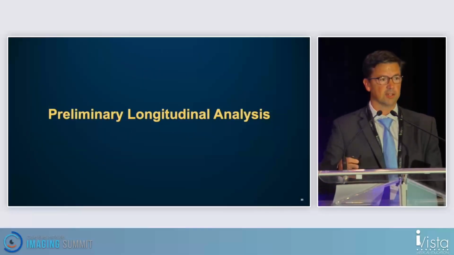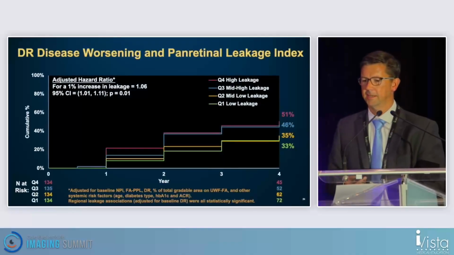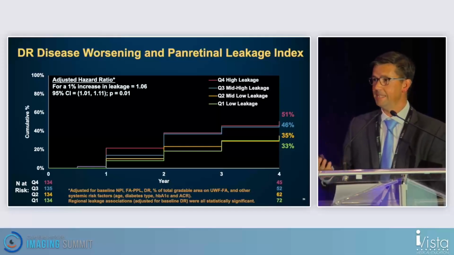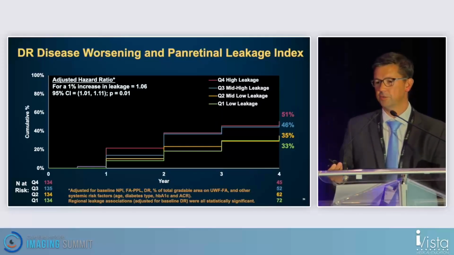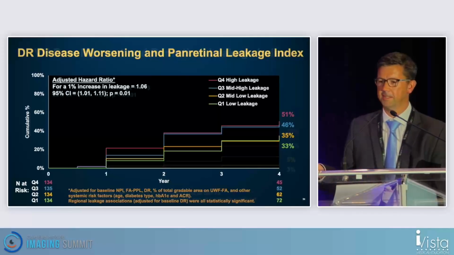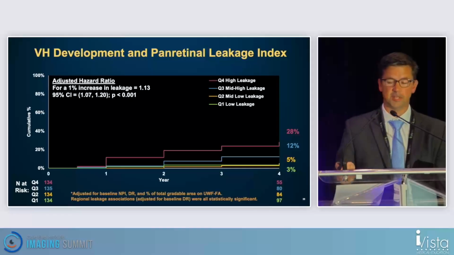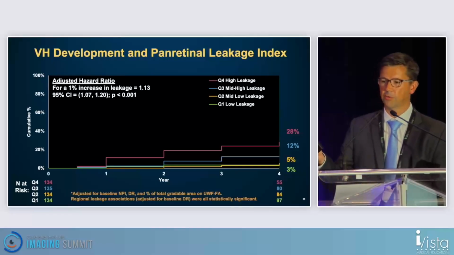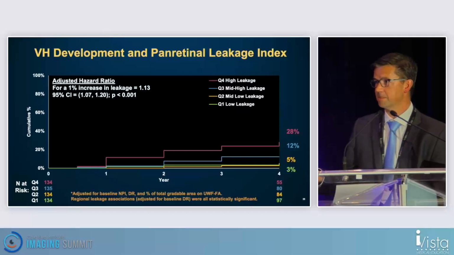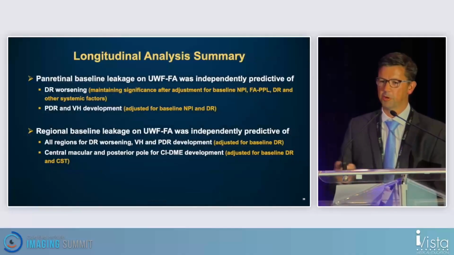We also wanted to look at longitudinally what happened to these patients. And one of the things that we found was that leakage was probably the most important factor, more than non-perfusion, in eyes that went on to worsen in terms of their diabetic retinopathy disease status. And if you look at the risk for vitreous hemorrhage, it's really the highest quartile and is way higher. You look at this 28% risk compared to only a 3% risk in the first quartile. So for me, what this informed is if there's not much leakage on the angiogram, the risk to these eyes of a progression over time is actually relatively small.